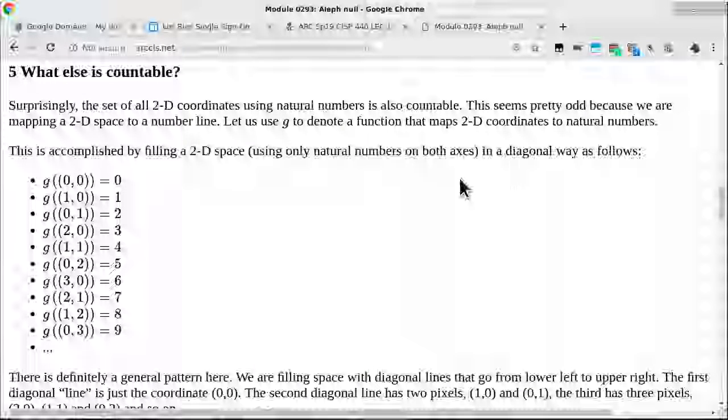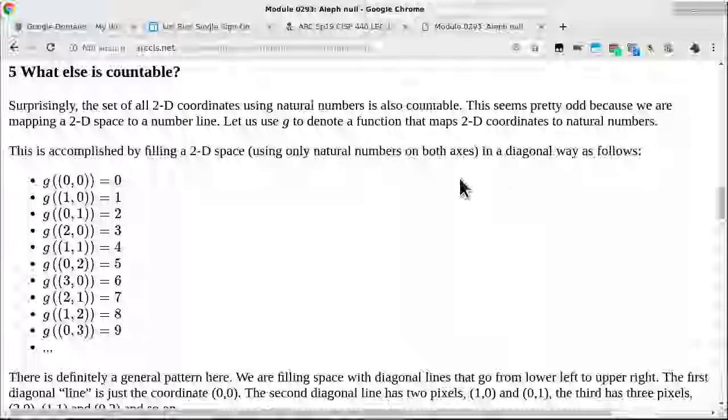All right, so this is a continuation of what we talked about on Monday. At first, we talked about how Aleph null is actually defined. It is the cardinality of the set of natural numbers. That's how it is defined.